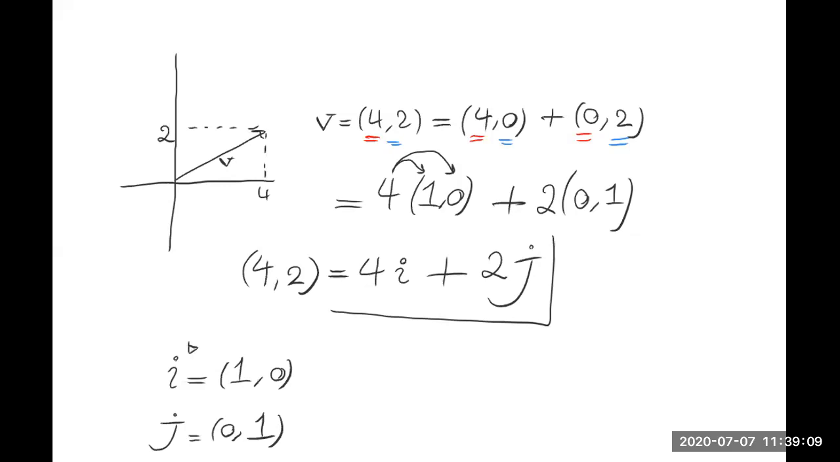Sometimes people put small vector arrows above I and J to kind of remind you that I and J are vectors. Sometimes they don't. It doesn't matter. You can put vectors here. So I and J are really vectors. They're just names for these two vectors. Okay. And you can use this to do computations.